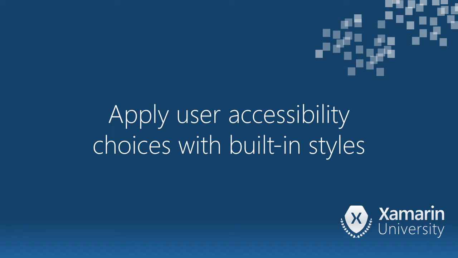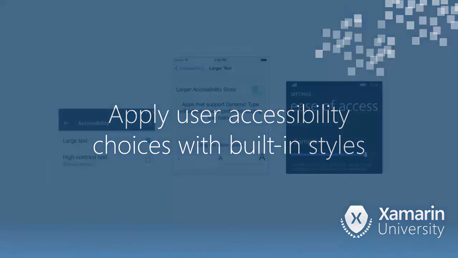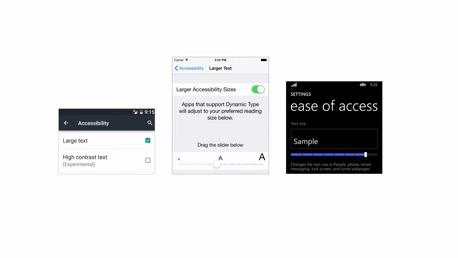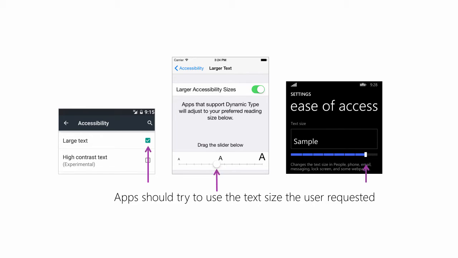Operating systems let users choose some device-wide preferences. The most common setting is text size. Users would likely appreciate it if your app's UI incorporated their device-wide preferences, and also updated those settings immediately when they change their preferences, so no restart is necessary.